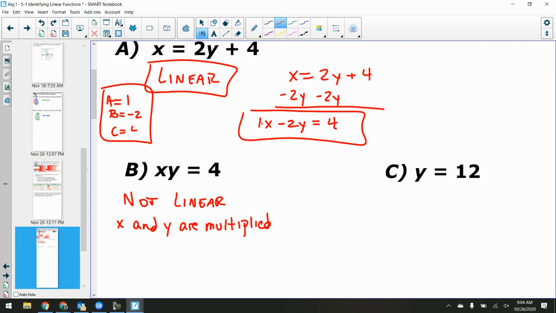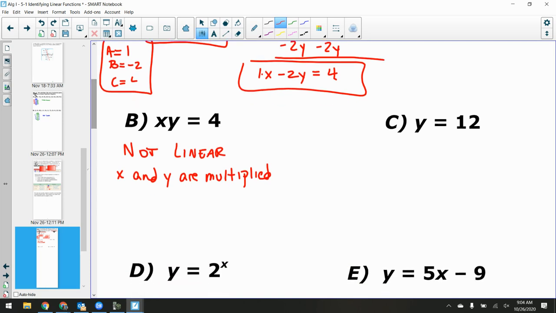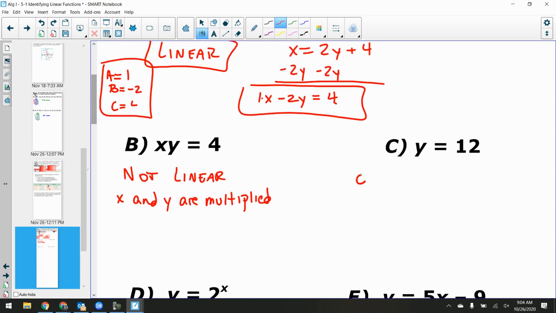All right, now c is kind of a tricky one. Is that linear? Well, where did x go? I didn't even see x. Well, I could rewrite this equation: 0x plus y is equal to 12. Couldn't I rewrite it like that? Because what would happen if it was 0 times x? It would just go away, right? So 0 times x plus 1 times y is equal to 12. Is that standard form? Yeah, so therefore it is linear.